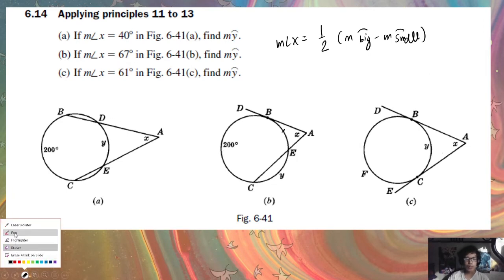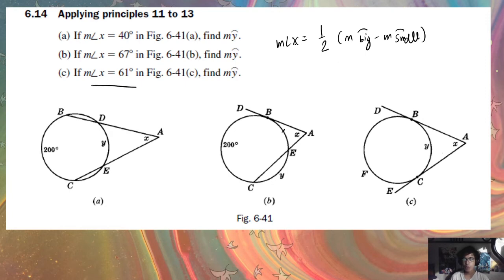Okay, so let's try to go to our third problem. For the third problem, we know that the measurement of angle x is equal to 61 degrees. And they're still asking us to solve for the measurement of arc y. But we don't have any numerical information given. Okay, but what we do know is that we have here the measurement of arc y.